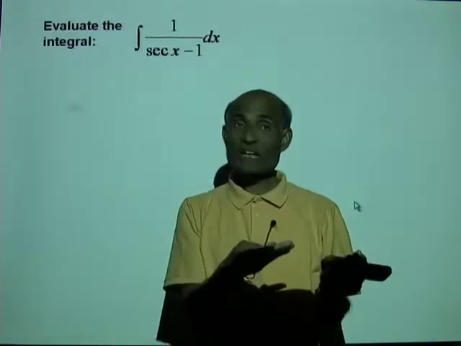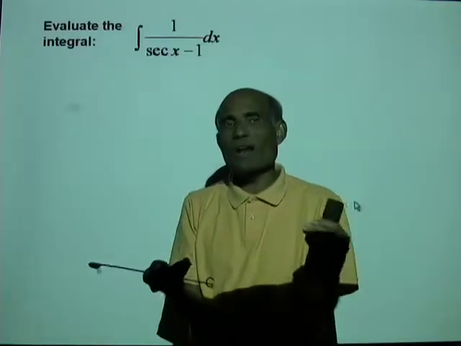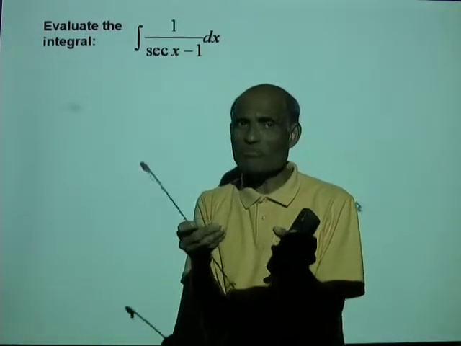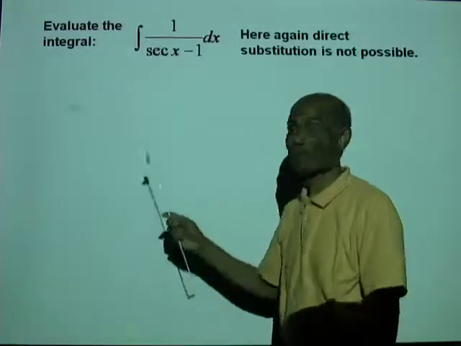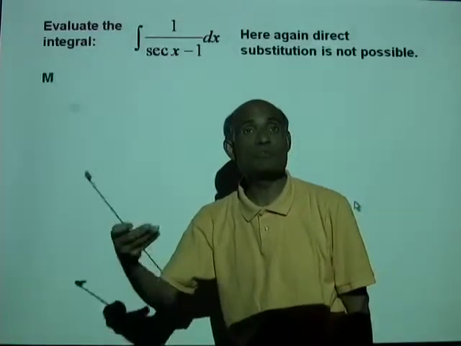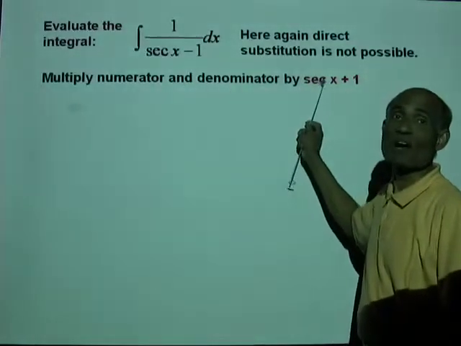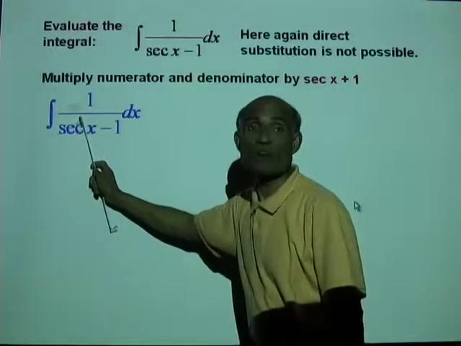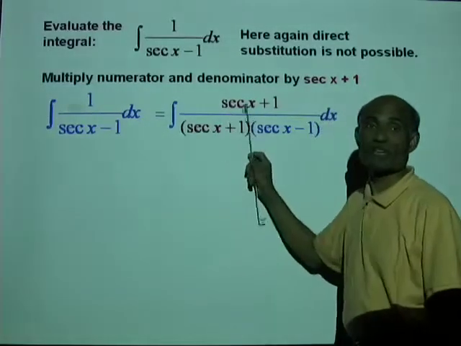Why? Because secant x minus 1 times secant x plus 1 is secant squared x minus 1. And secant squared x minus 1 can be simplified using one of the trigonometric identities. Is that right? All right. Now here again, direct substitution is not possible. So we need to do some manipulation. And the manipulation is to multiply numerator and denominator by secant x plus 1. So this integral now becomes the numerator multiplied by secant x plus 1, and the denominator by secant x plus 1.